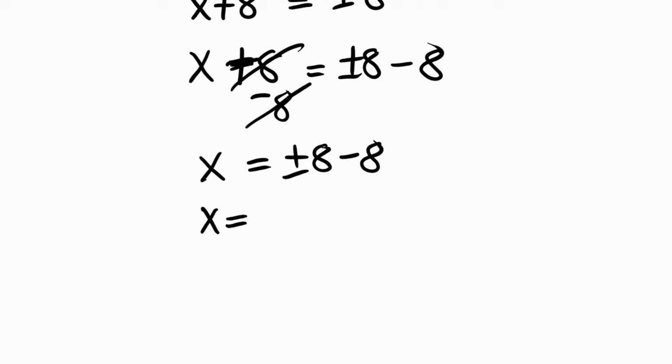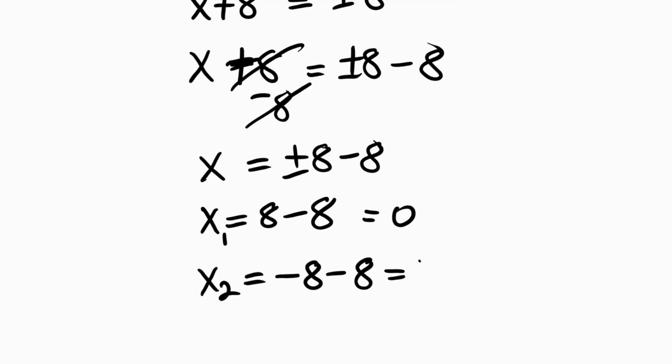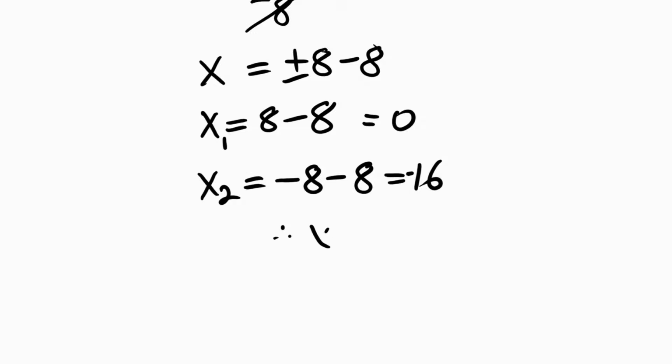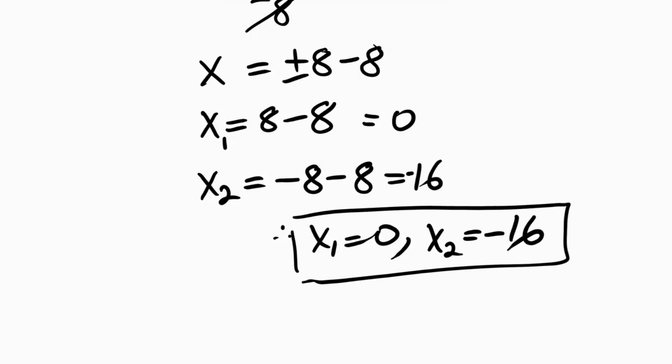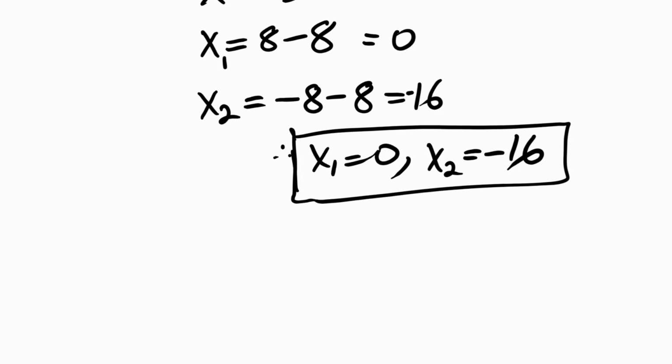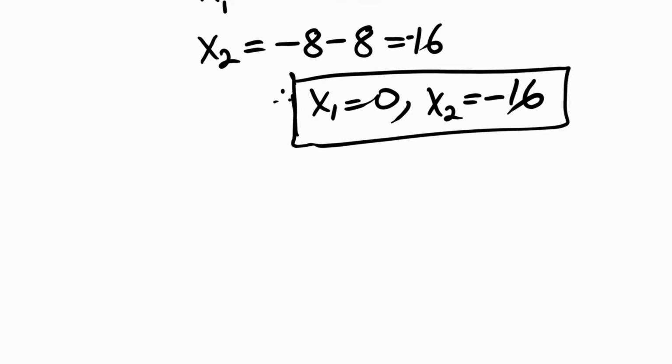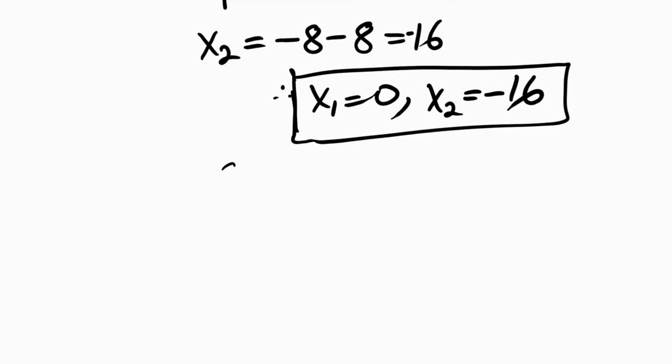So x is now equal to 8 − 8. That's the first value. The second one is −8 − 8, which will give us −16. So x1 is 0 and x2 is −16, just like we got for the first method. Now, we also have a third method that we could use. Third method.